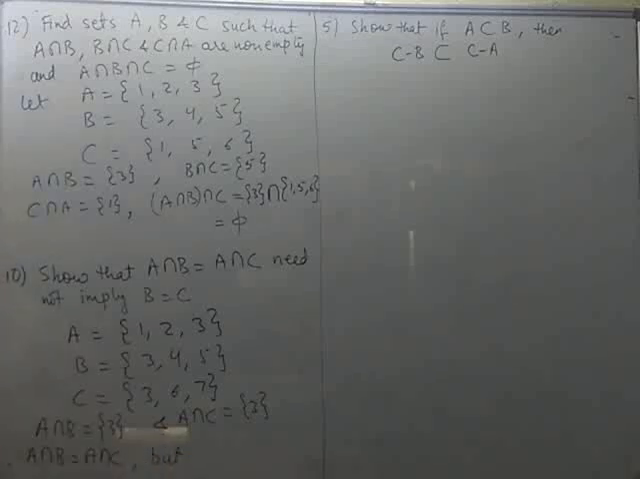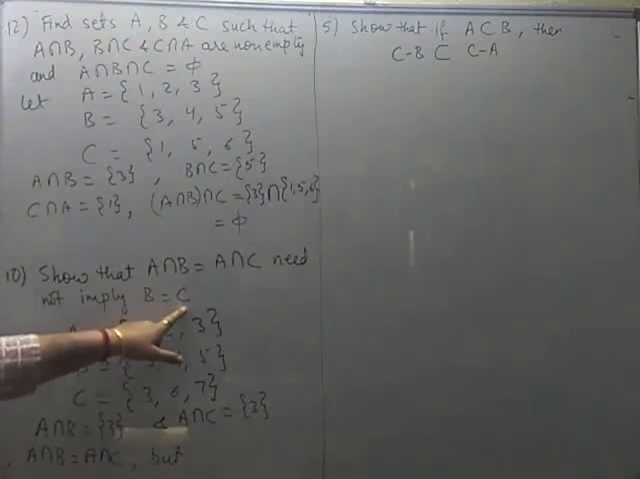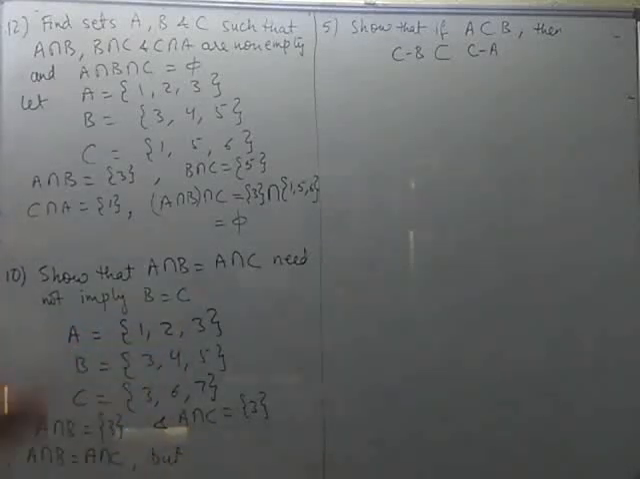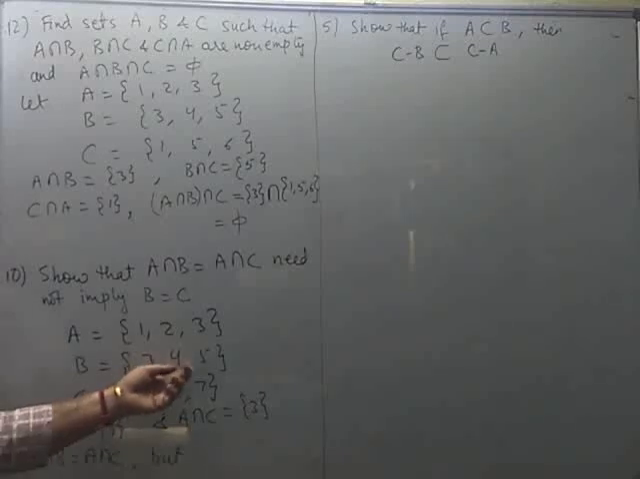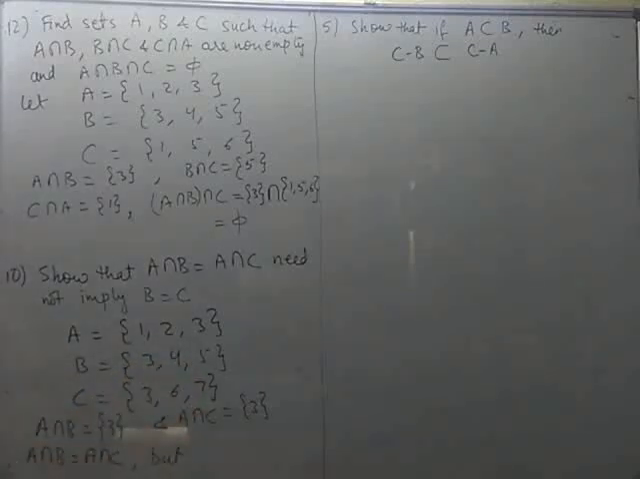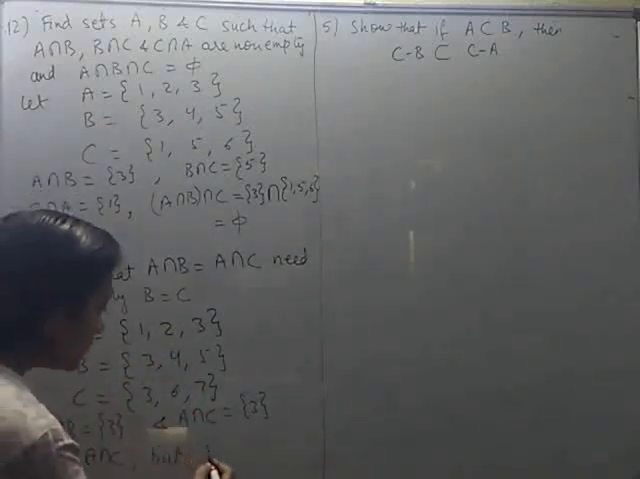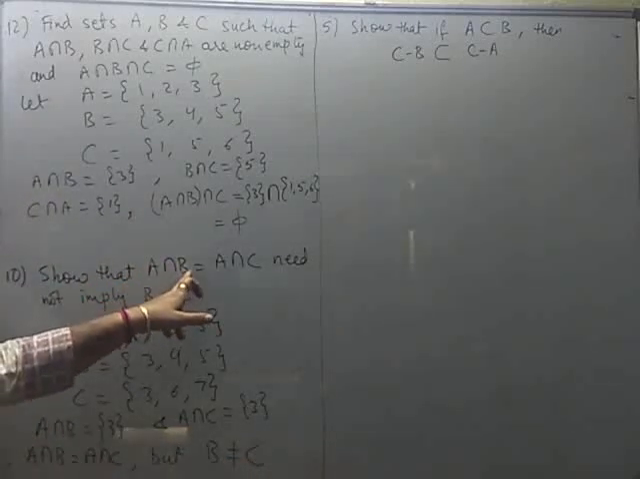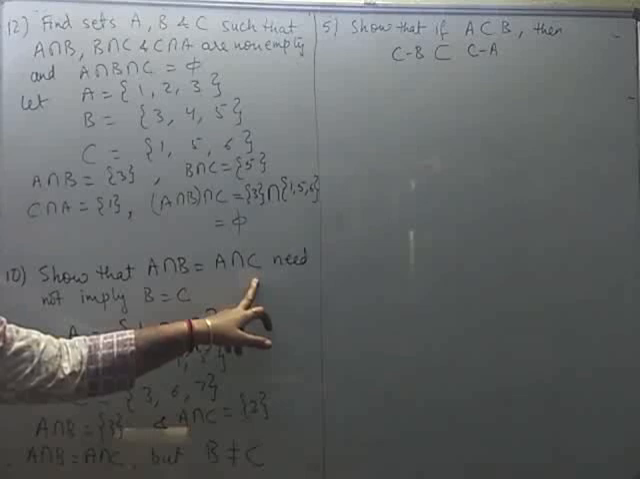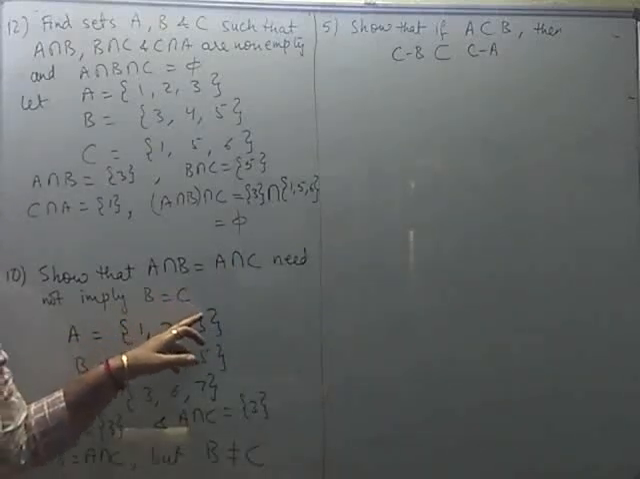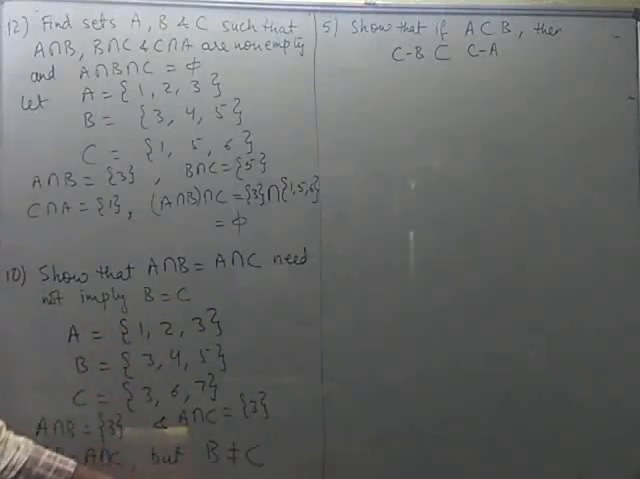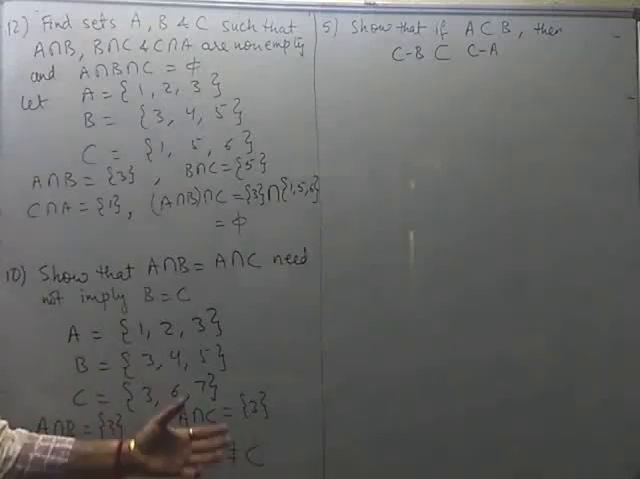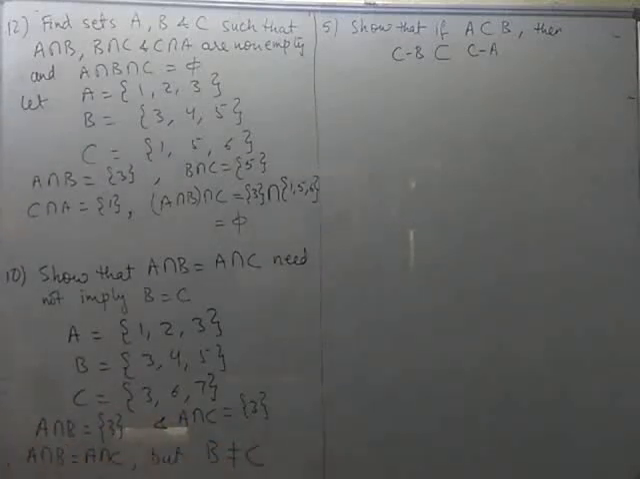But look at the second part. Do we see that B and C are equal to each other? Are we coming to that conclusion? If you compare B and C, they are not equal sets. Only one element is exactly the same, remaining two are different. So if we know that intersection of A with B and intersection of A with C are equal, then that doesn't mean B and C will also become equal. They may or may not be equal. Generally, they will not be equal.